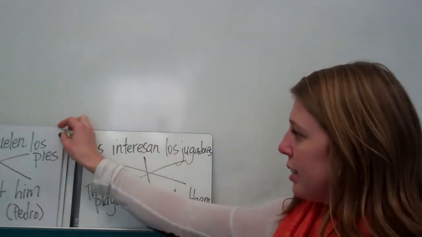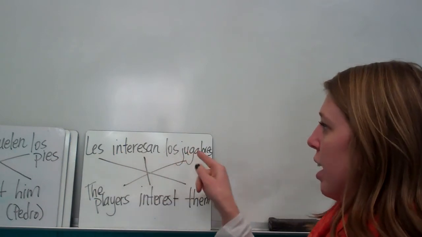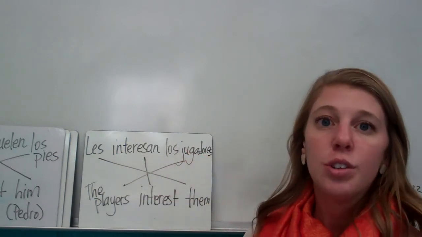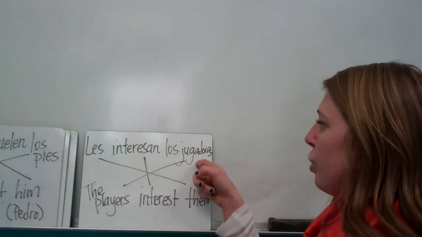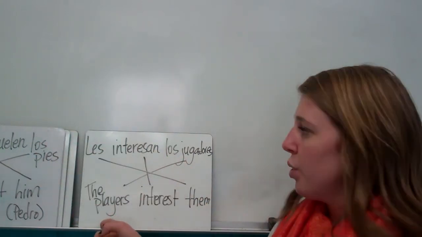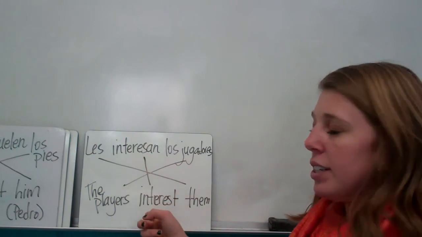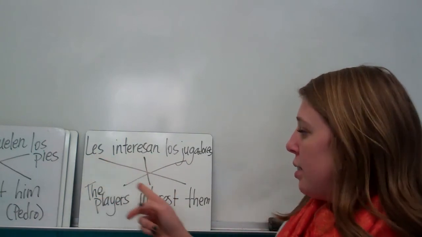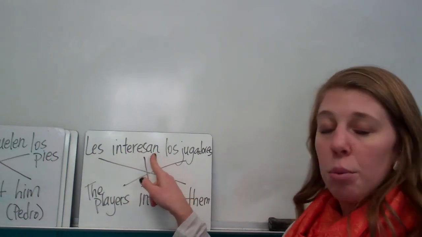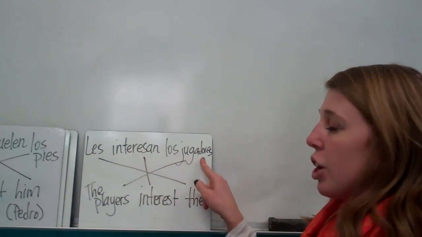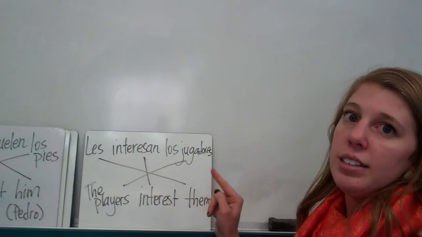Okay, and one last example. Les interesan los jugadores. So we're once again reading it from backwards to forwards. So los jugadores is the players. Interesan means interest, and then les means them. So the players interest them. We have the plural form of the verb because our subject here at the very end is plural.